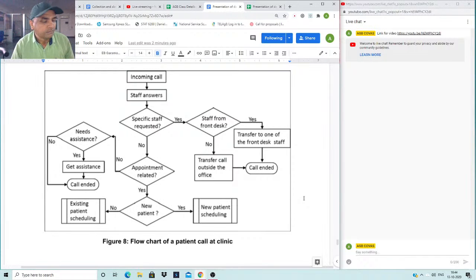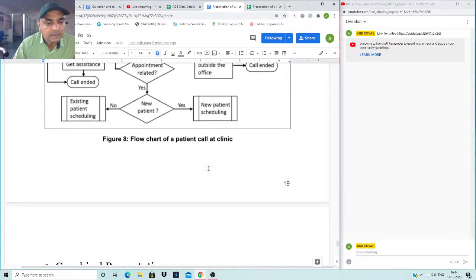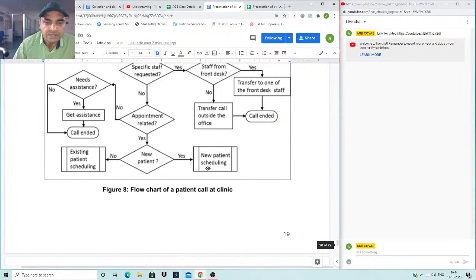So this is all from today, and it completes our textual presentation, then tabular presentation, and the diagrammatic presentation. Then from tomorrow we will be starting our graphical presentation.